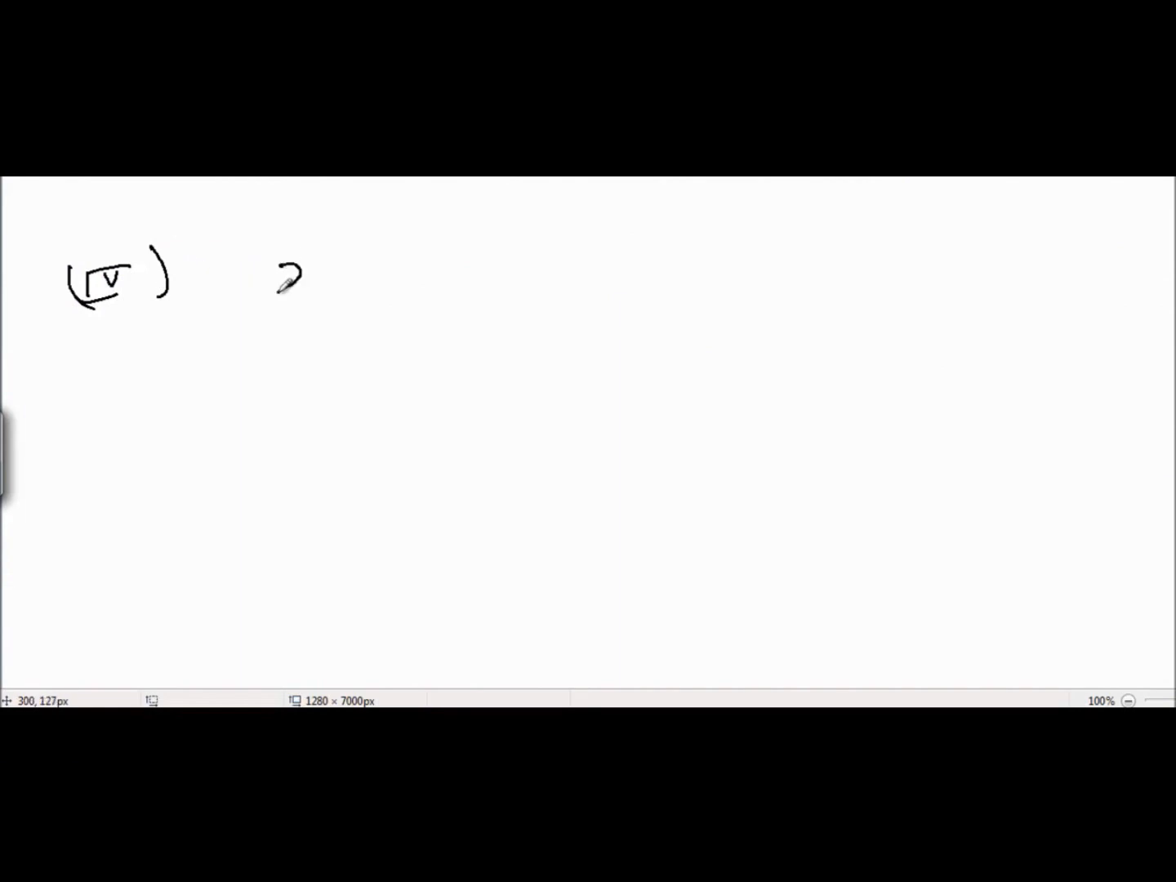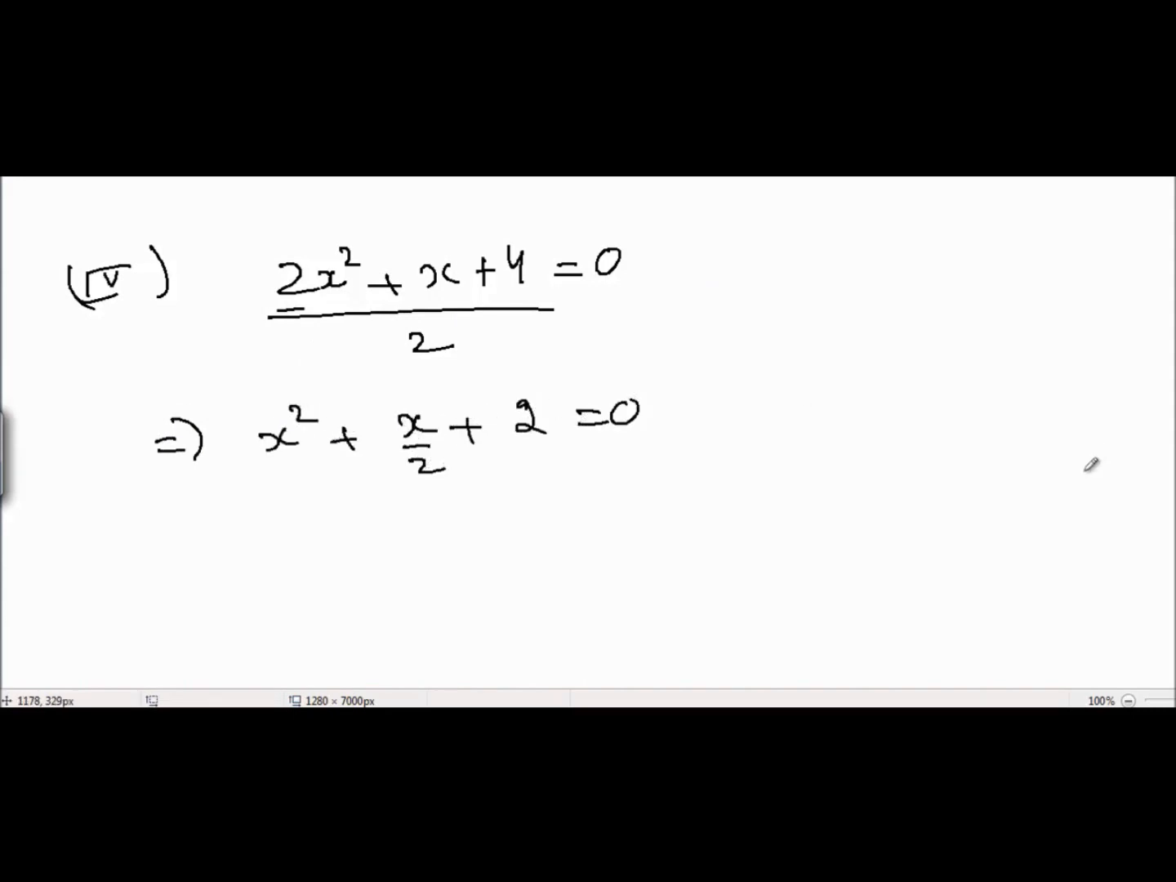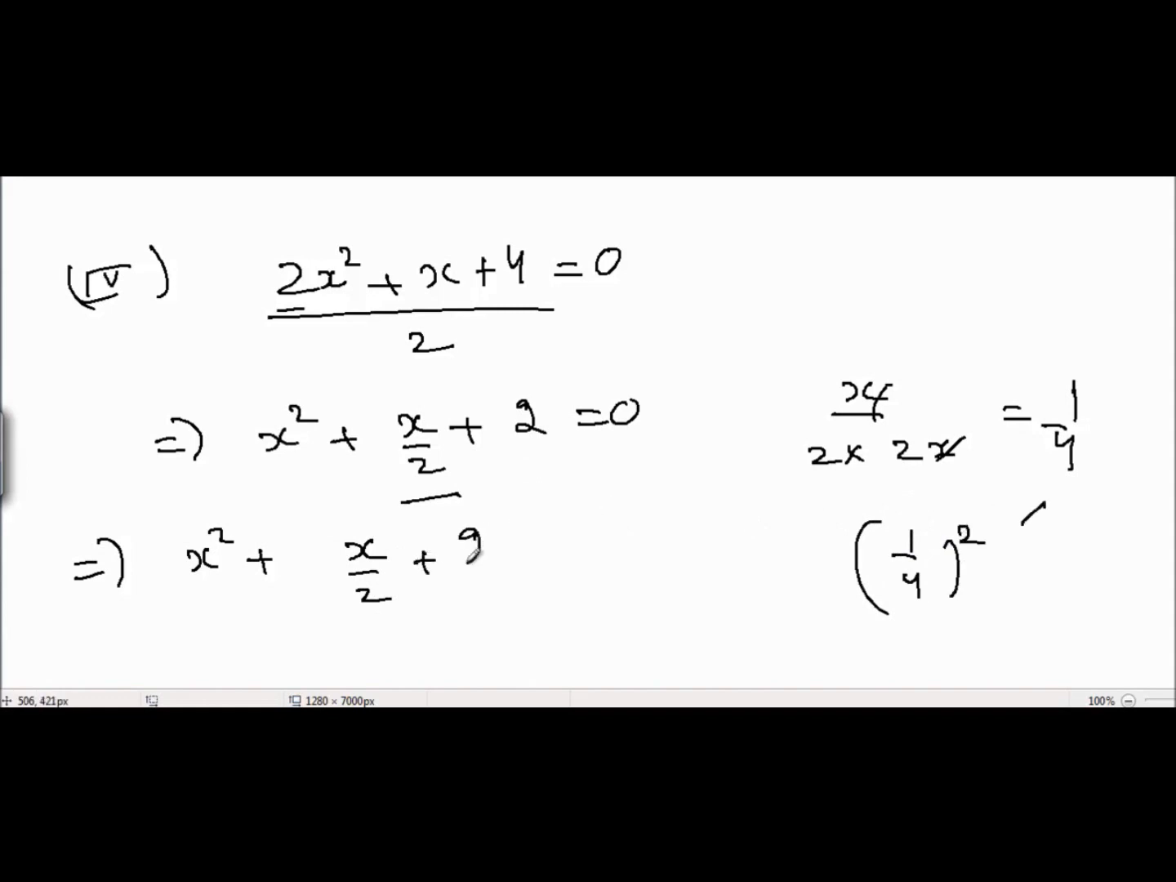Now coming to the next last part of this question number 1, it's 2x squared plus x plus 4 equals 0. Now dividing this whole equation by 2 in order to make this coefficient equal to 1, we get x squared plus x divided by 2 plus 2 equal to 0. Now I'll divide this middle term by 2x. I got 1 by 4. So I will square this term now, and I will add it to the original equation, and I will subtract it from the original equation. It's equal to 0 here.